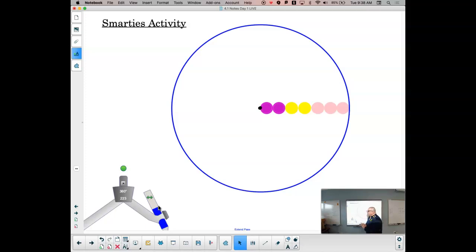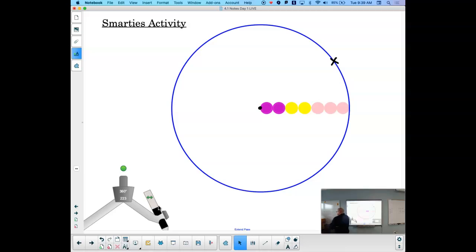So now what I would like you to do is, somewhere on your circle, doesn't matter where, put an X or a big old dot. An X or a dot, it doesn't matter to me what you put on your circle.